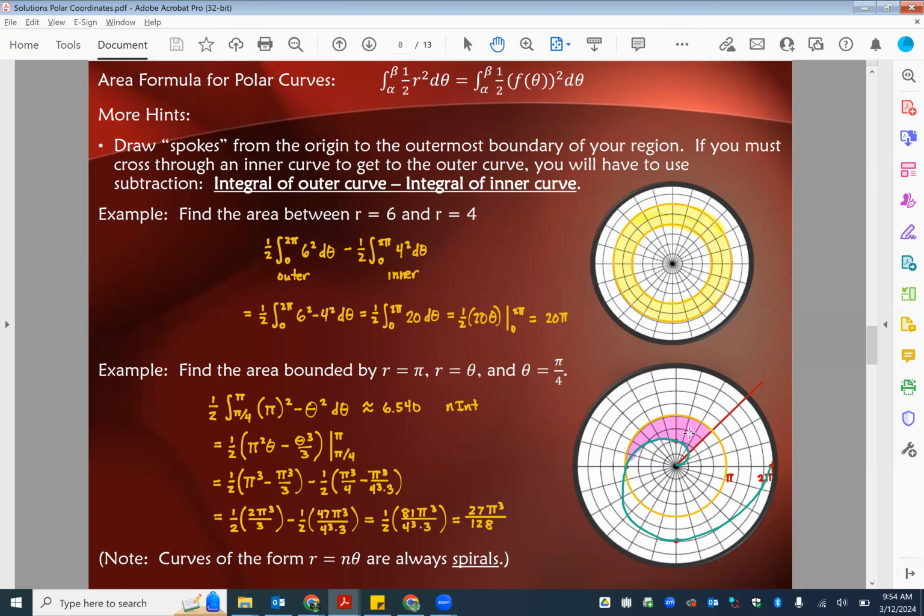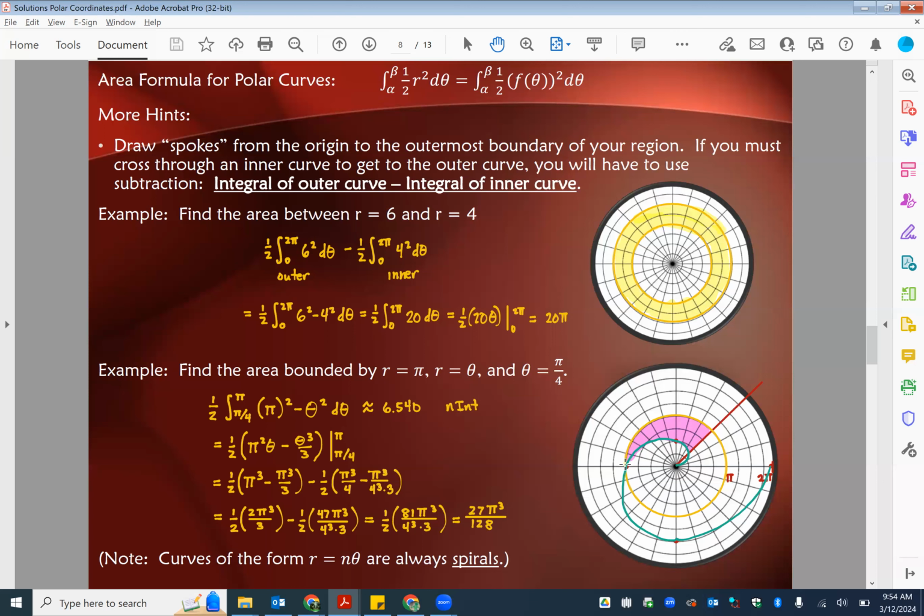So we're going to look at the pink region between these 3 curves. I'm rotating counterclockwise from this red line until I hit the intersection of the green and the yellow. All right, so I'm thinking about bounds. The red line represents pi over 4. That's where I'm going to start my bounds.